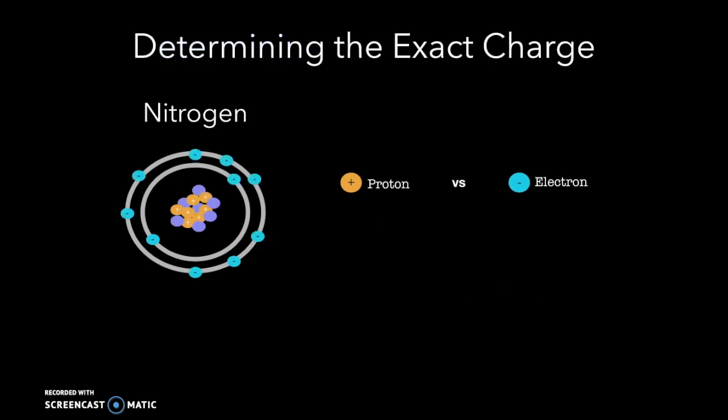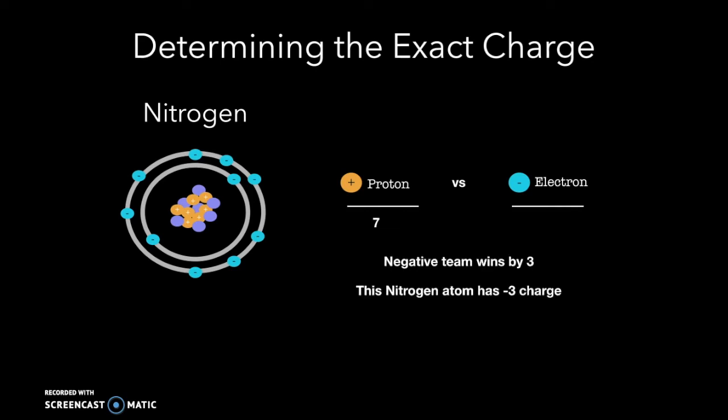Another example is this nitrogen atom. You count up the number of protons and you see that you have 7 protons in this atom. You count up the number of electrons and you see that you have 10 electrons in this atom. So our negative team wins by 3. Therefore, this nitrogen atom has an overall charge of negative 3.